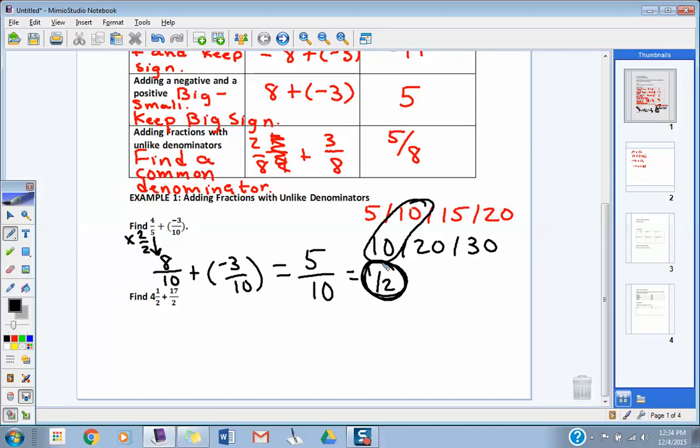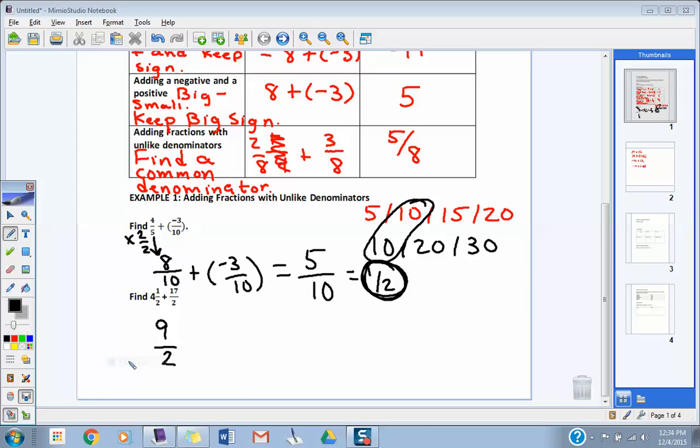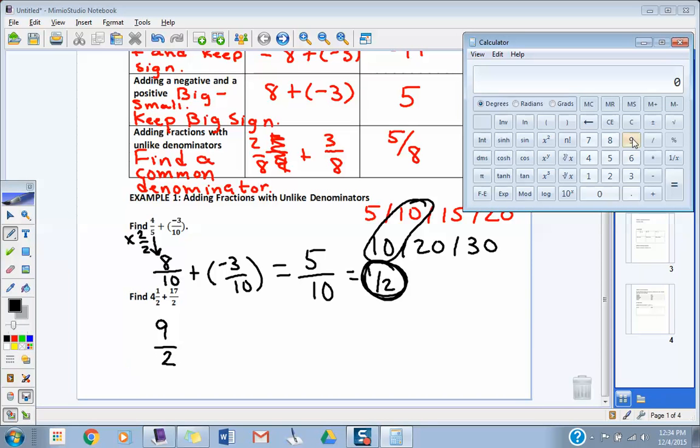To turn this mixed number into an improper fraction, I'm going to do 2 times 4, which is 8, plus 1 more, 9. So 4 and 1/2 is really the same as 9 over, what's your denominator here? 2. That's the same as 9 over 2. And how do I know that's right? Well, if I pull out my calculator, watch this. If I take 9 divided by 2, isn't that 4.5, the same as 4 and 1/2? Yes.